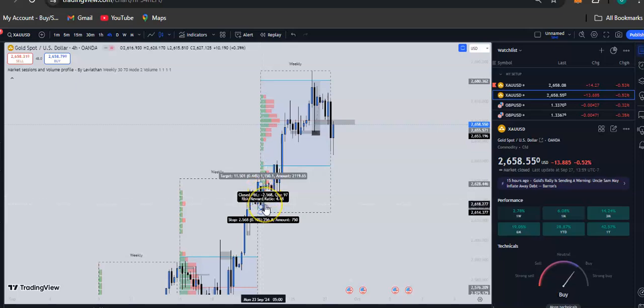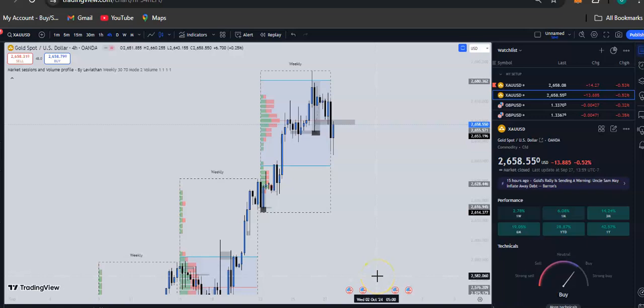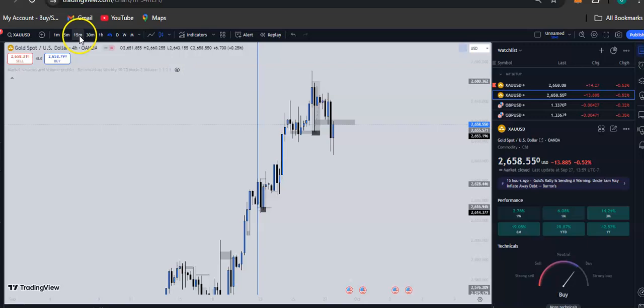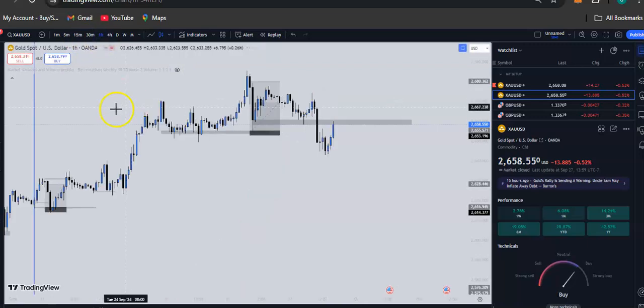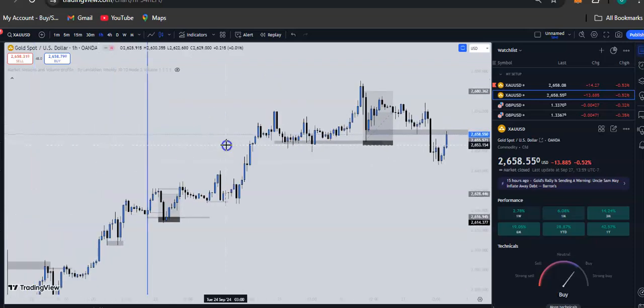So this right here was practically Monday, and as we saw on Monday, we got a quick expansion to the upside immediately. We had price markets open. So this was Monday, and I'll take this out. Going to the lower time frame, which is the 1 hour time frame, we want to see how the week started.